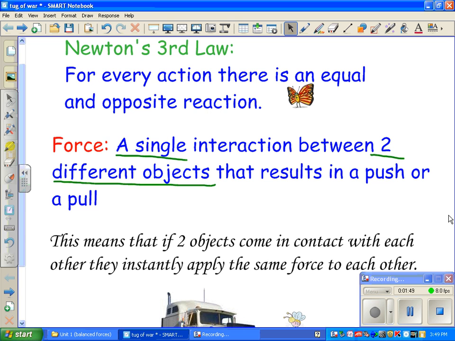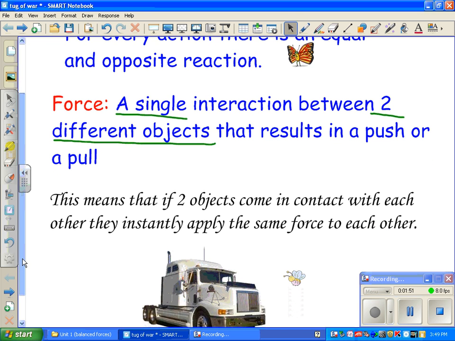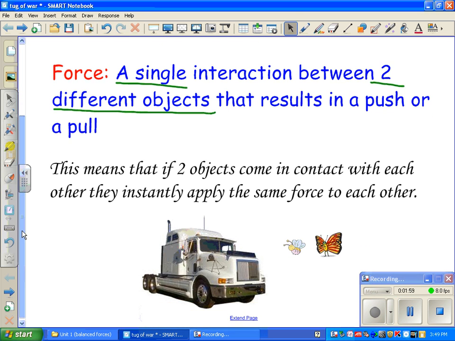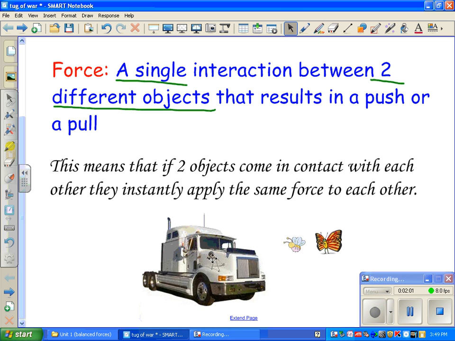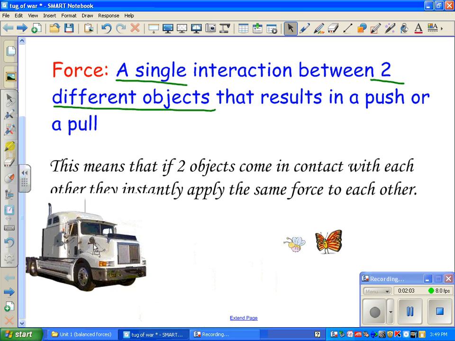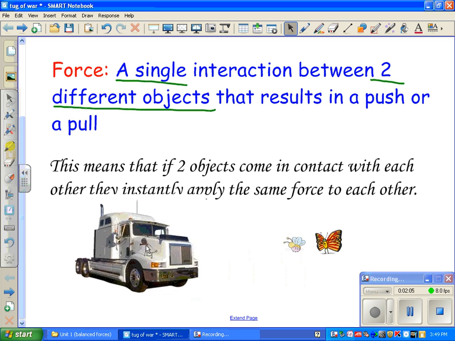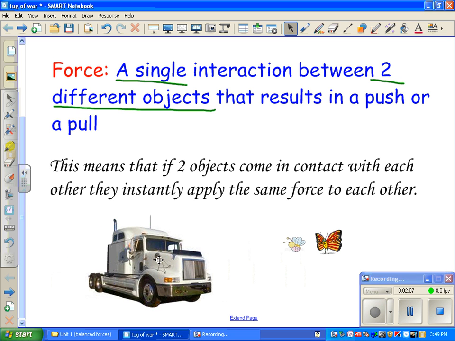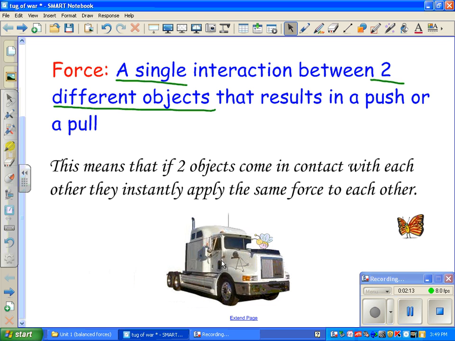So this means if two objects come in contact with each other, they will instantly apply the exact same force. Butterfly, oh, you have a bug down here. Cool, you have a multiple bug system. So here we have a truck, a big truck. Truck comes along, sees the bugs. I'll leave the butterfly out of this. Here's the bug. All right, truck comes along, smack.